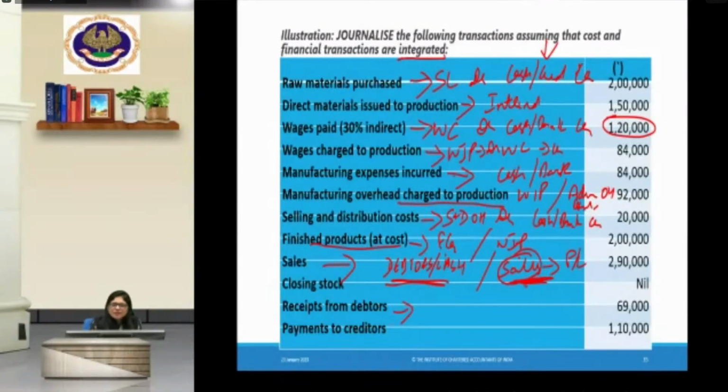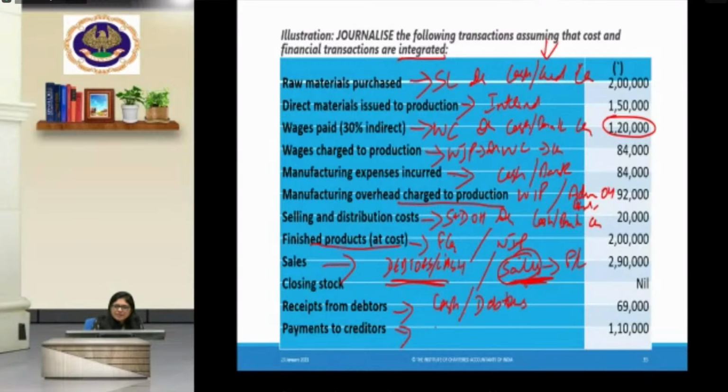Receipts from debtors, it's a total financial transaction. So cash or bank to debtors. It's a normal financial entry. I hope you know. Receipt from debtors means cash or bank debit to debtors account. It has no effect in the control account. In the cost accounting control accounts, it has no effect, but you have to pass the entry because we are following the integrated system. So normal financial entry we're going to pass.